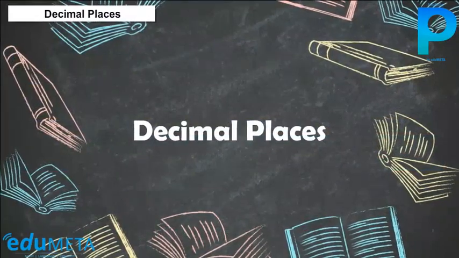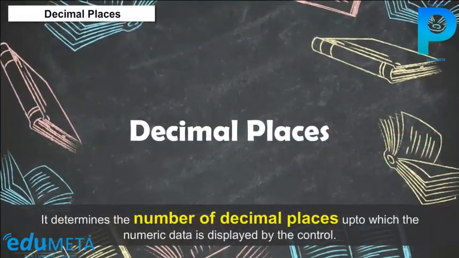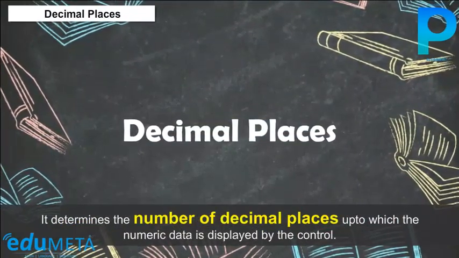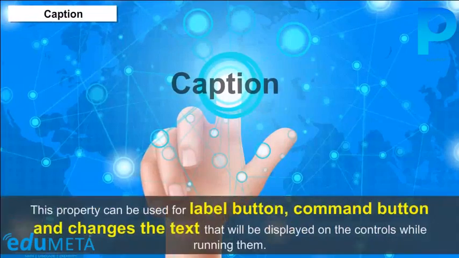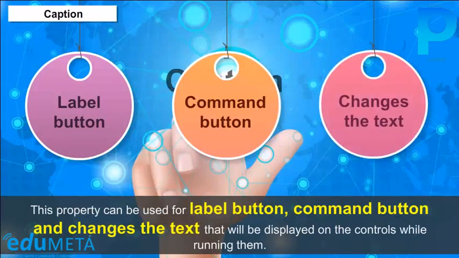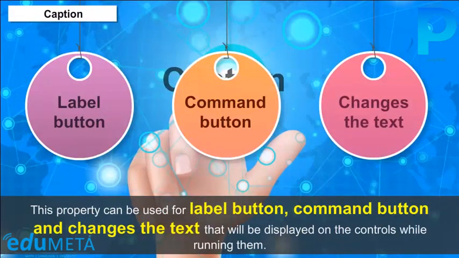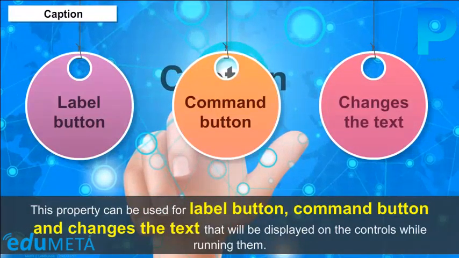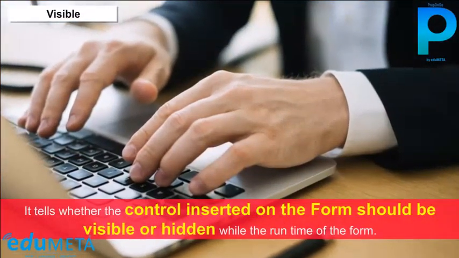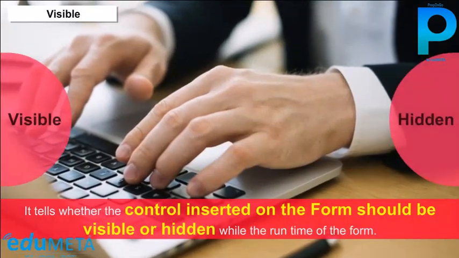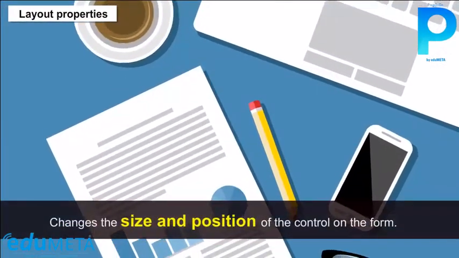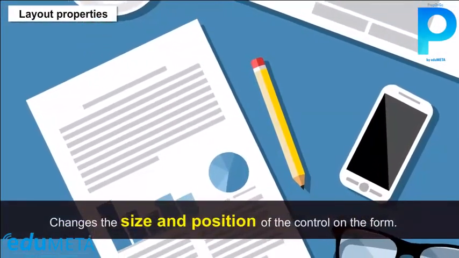Decimal places. It determines the number of decimal places up to which the numeric data is displayed by the control. Caption. This property can be used for label button, command button, and changes the text that will be displayed on the controls while running them. Visible. It tells whether the control inserted on the form should be visible or hidden while the runtime of the form. Layout properties. Changes the size and position of the control on the form.